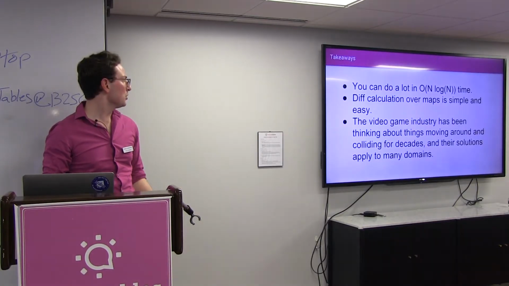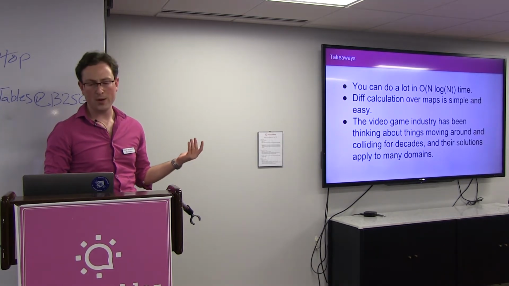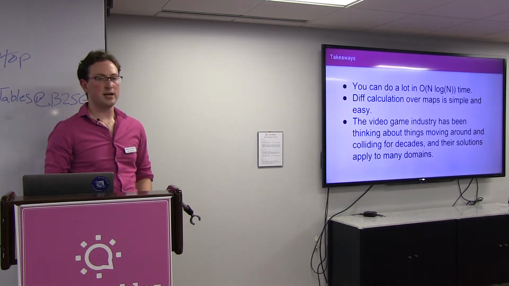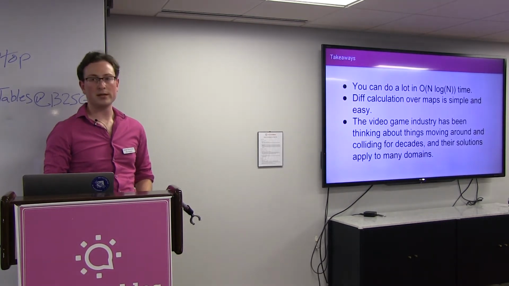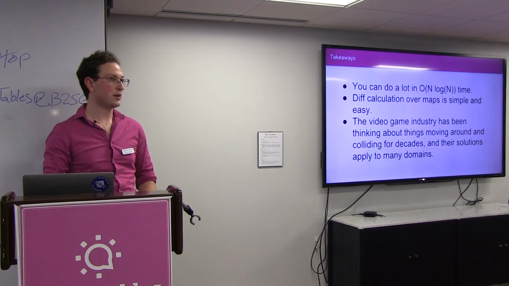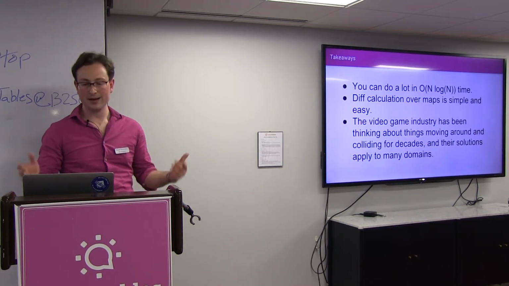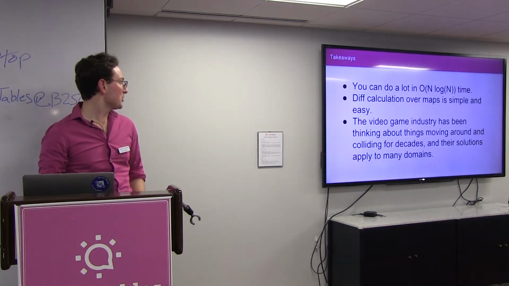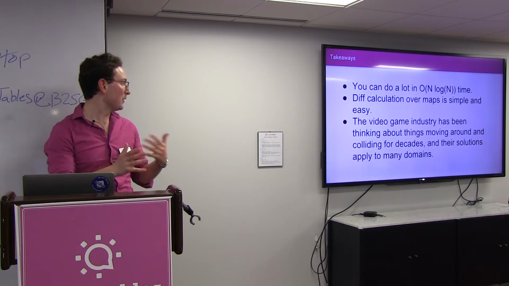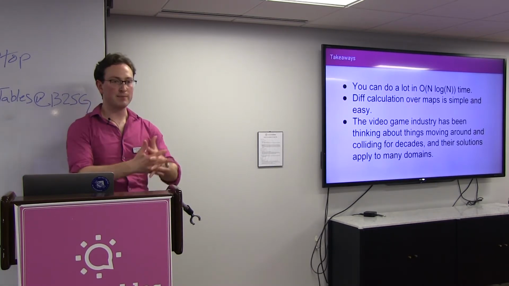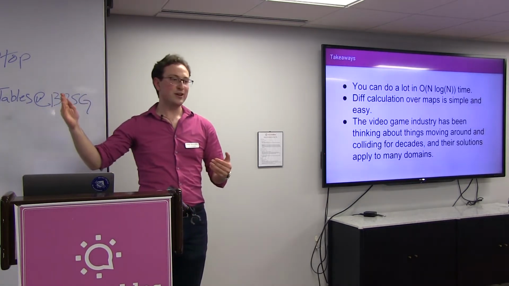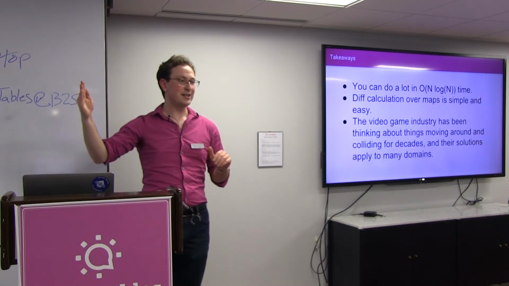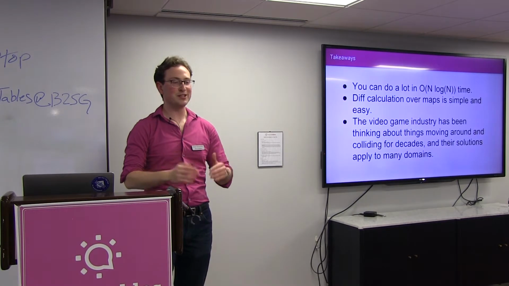So takeaways: you can do a lot of good stuff in CAD tools in O(n log n) time. If you're writing O(n squared), you're probably doing it wrong. Diff calculation is simple and easy, so consider doing it. We all use Git. We all love Git. Let's all be Git. And finally, the video game industry has been thinking about performantly moving things around and figuring out if they're bumping into each other for several decades now. I know as an industry, we are always reinventing the 90s, but let's borrow from the 90s and build on top of them.